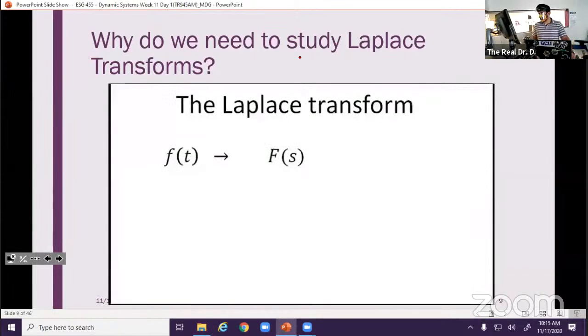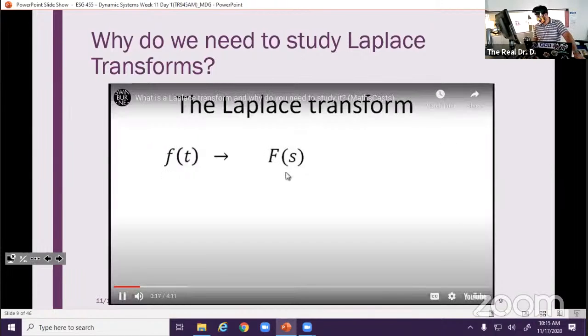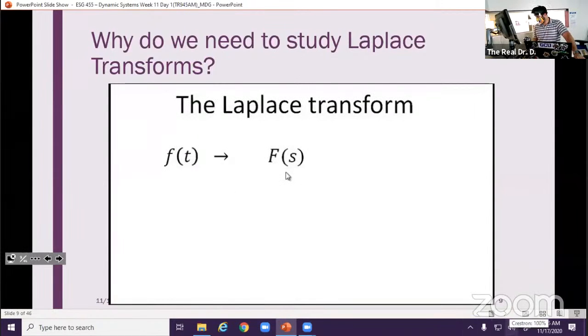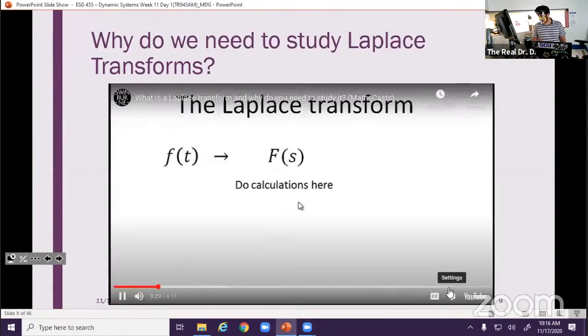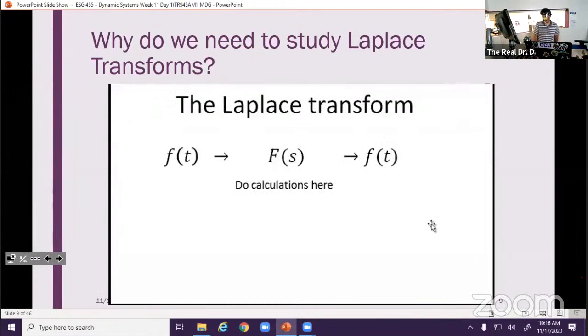What is the Laplace transform and why do you need to study it? The Laplace transform transforms a function f of t in the time domain to another function, capital F of s, in the frequency domain. In the frequency domain, certain calculations become easier. So we transform our problem from time domain to frequency domain. We solve it, and then we transform back to the time domain.